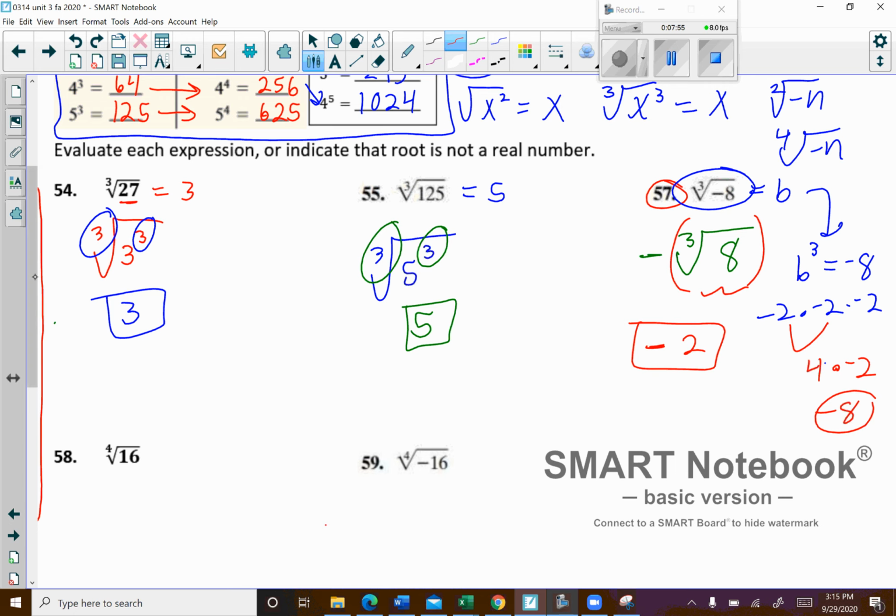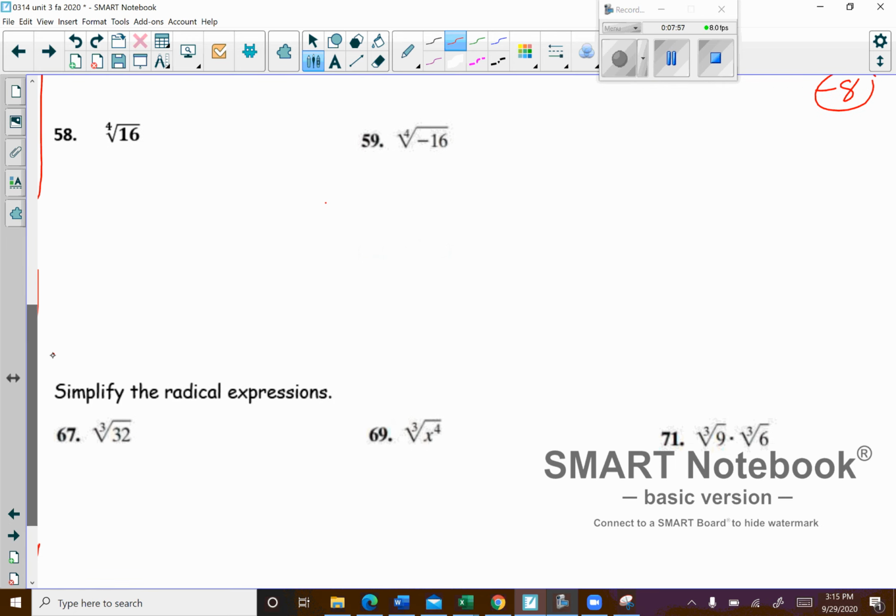All right, let's look at 58. Right here it's saying, what to the fourth power would give me 16? And the answer there is 2, because 2 to the power of 4 equals 16. So that's why 2 is my answer. And once again, you have that little cheat sheet up above.